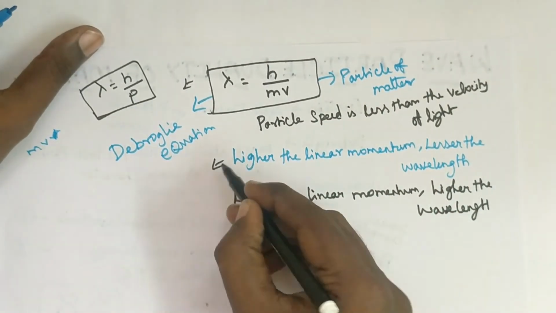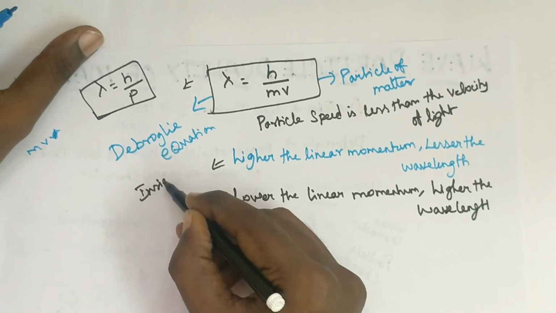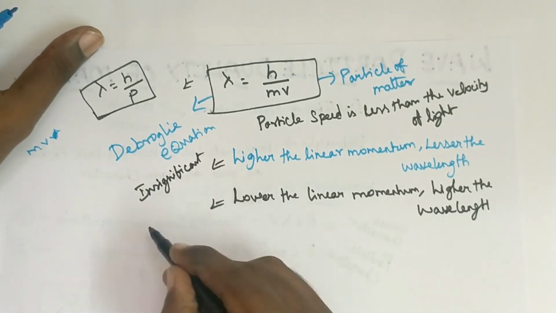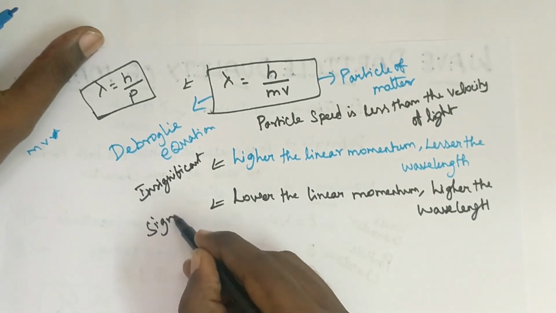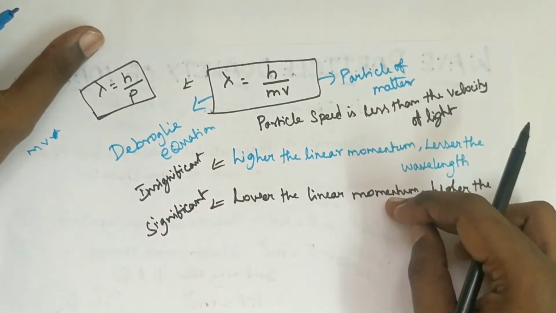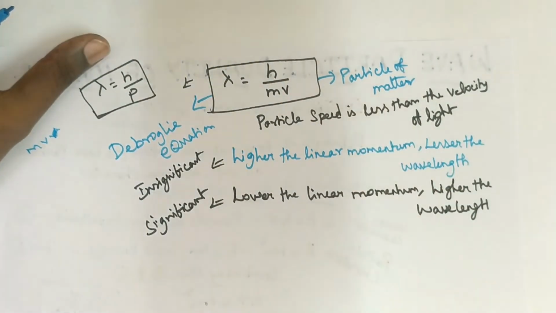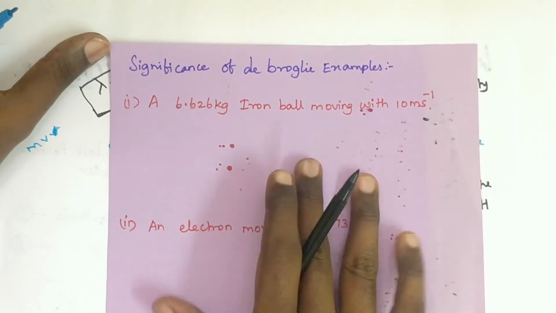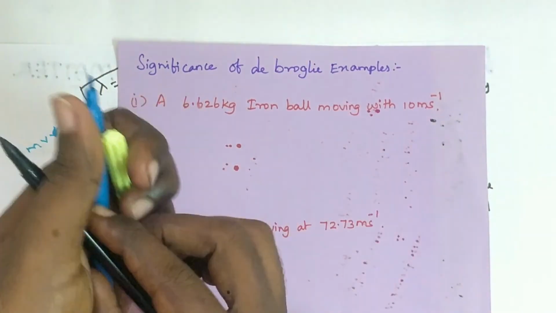So in the first case, the equation is insignificant because the wavelength is lesser. In case of the second one, the equation becomes significant. Based on this, we will see one example, the significance of de Broglie.